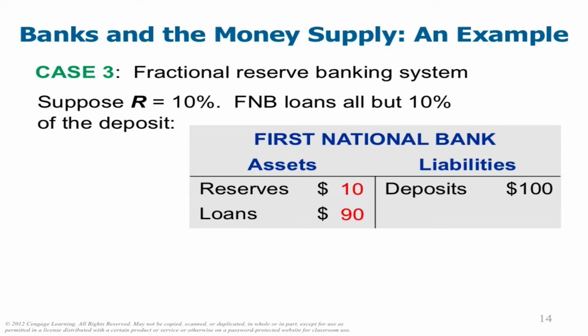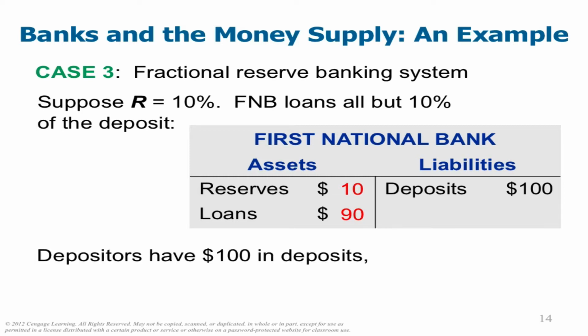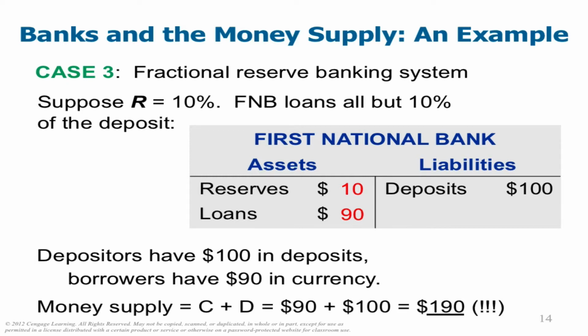I heard 190, and I heard 109. If the loans go to another bank, then it will be more, $200. But right now, if it's just sitting in the guy's hand, the final answer is 190. There's $100 in deposits, and $90 in currency that was loaned out to whoever took out the loans. So our money supply is 190. We just created money out of nothing.